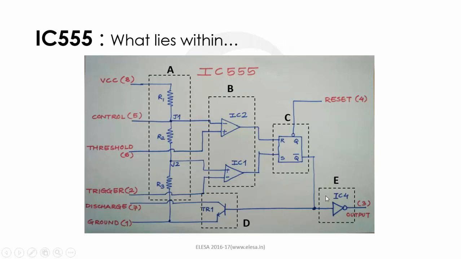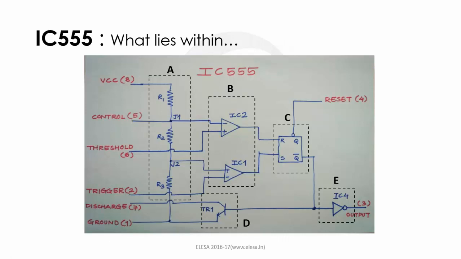In section D, an open collector transistor switch TR1 is used. This transistor is used to rapidly discharge an external timing capacitor. When the base becomes positive, the transistor conducts and shorts the external capacitor to the ground. And then comes the final stage, stage E. This stage consists of an inverting power amplifier. It is capable of sourcing or sinking the required current to drive a small relay or resistive load connected to the output pin.